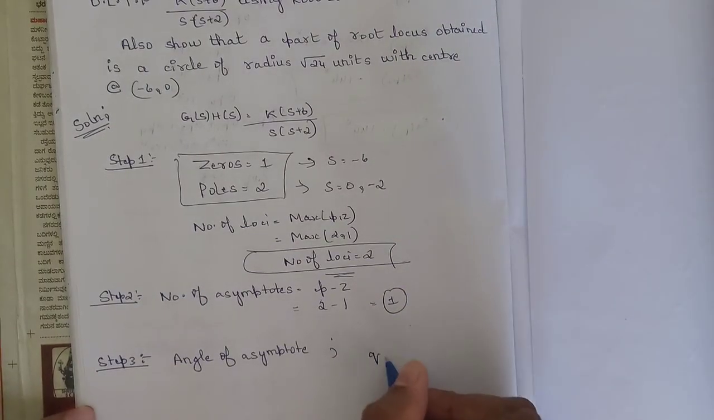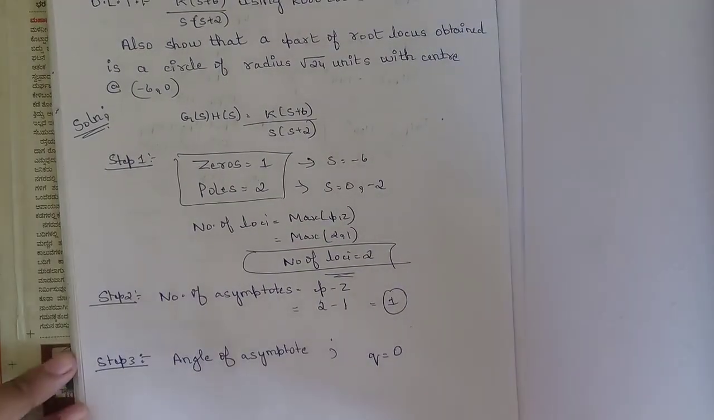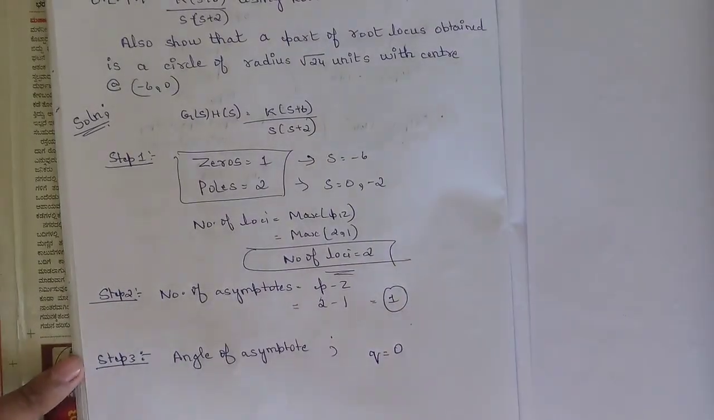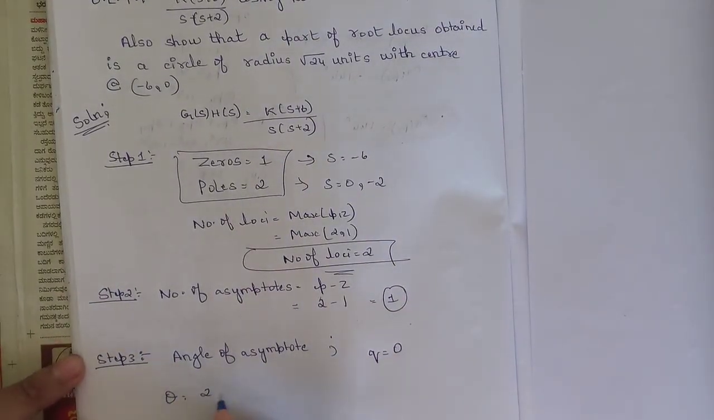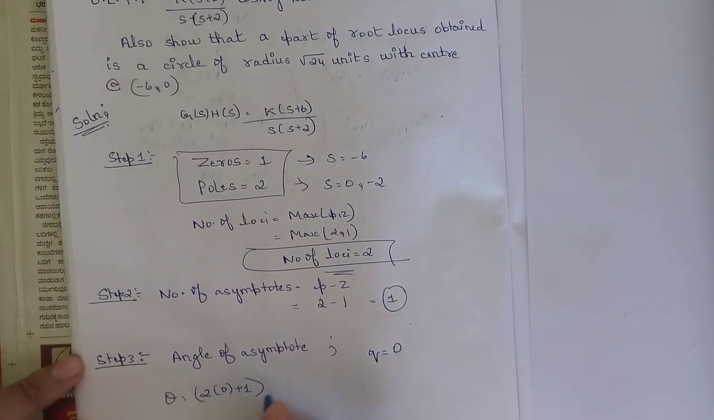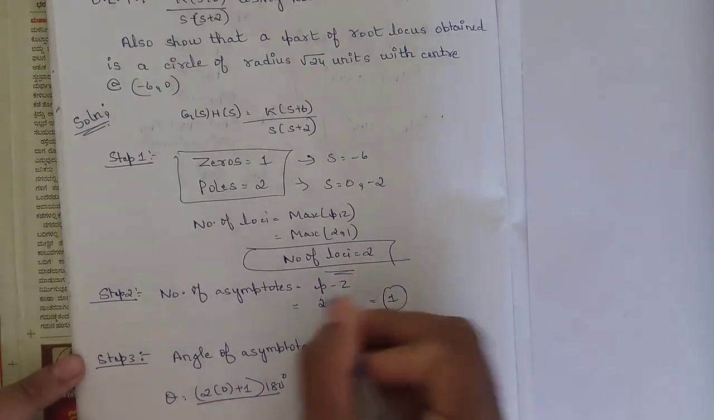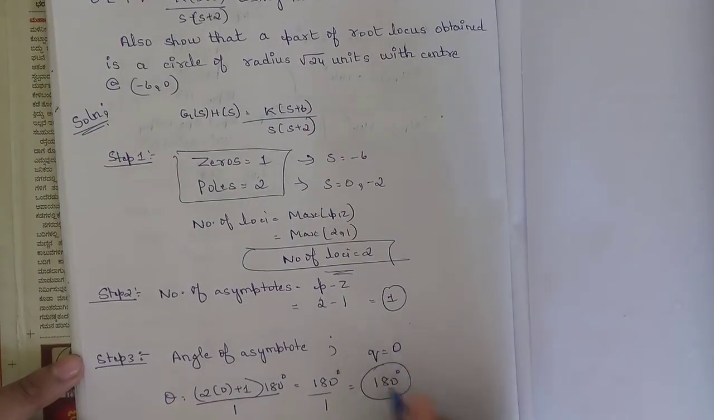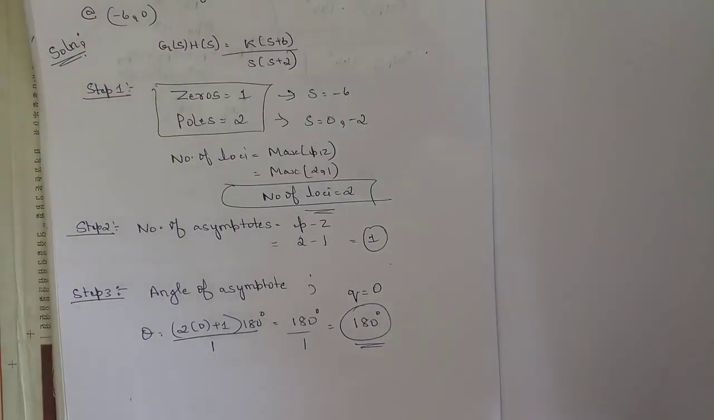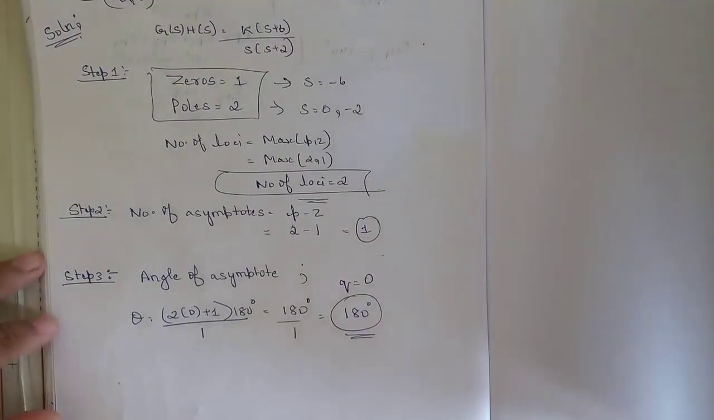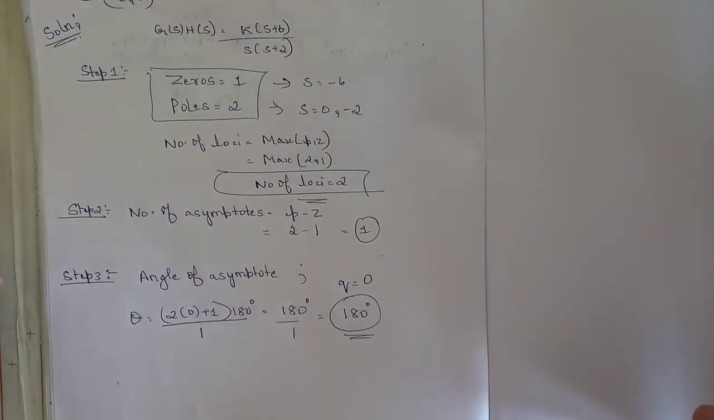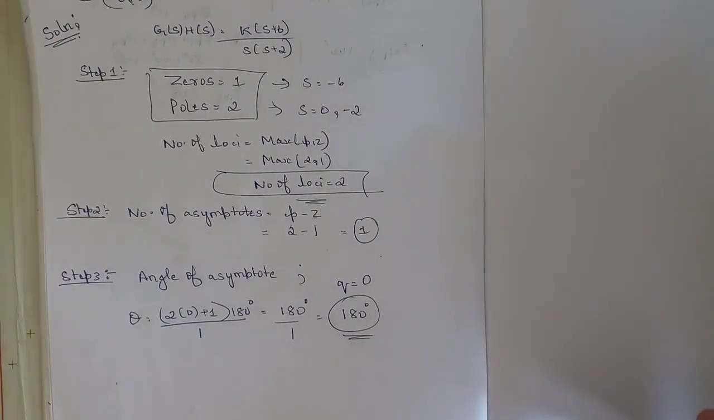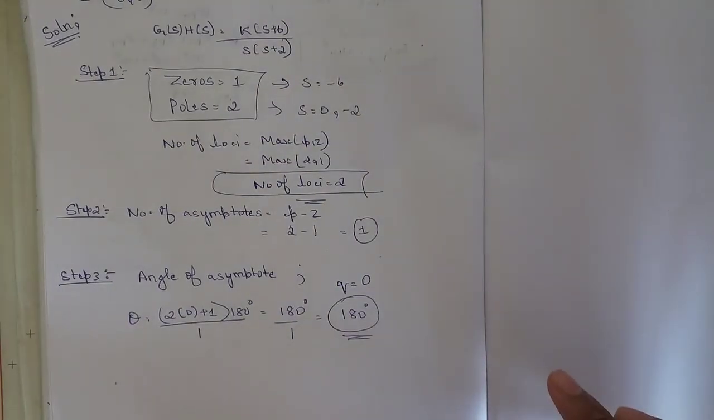For the value of q, we can substitute only q equal to 0 in this case, because we have only one single angle. So the angle obtained is (2 times 0 plus 1) times 180 degrees divided by p minus z, that is 2 minus 1, which is 1. So 180 degrees divided by 1 is equal to 180 degrees only. This is similar to the angle we got in a previous problem we solved. It is with respect to the real axis.